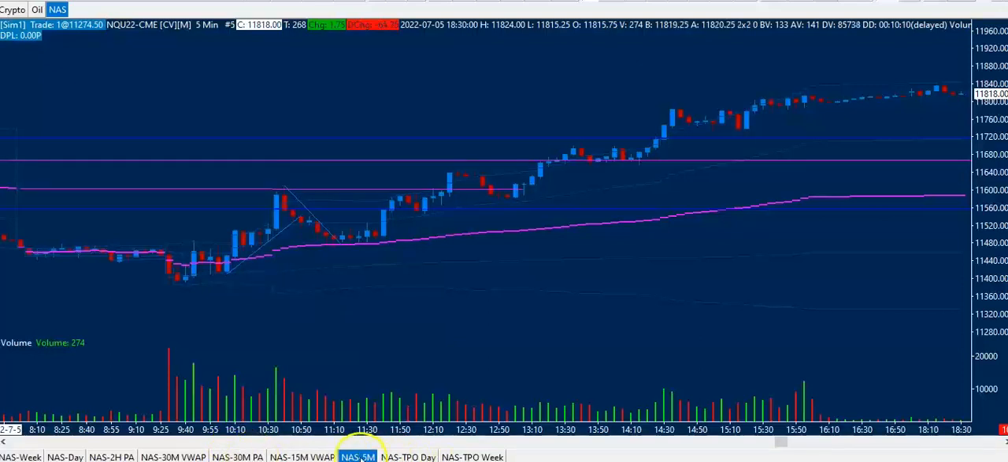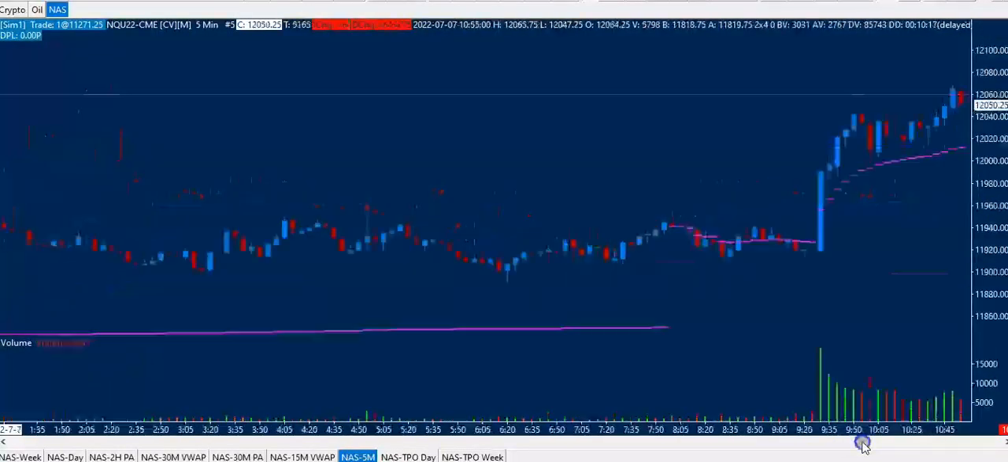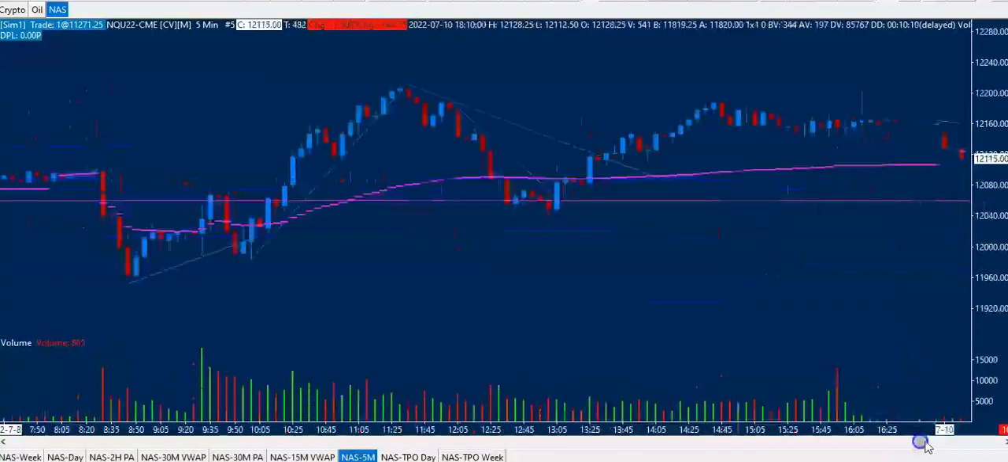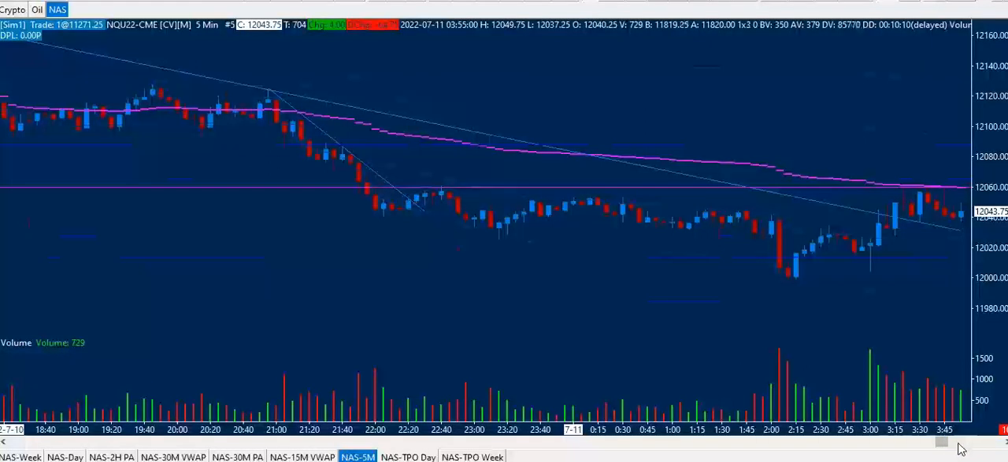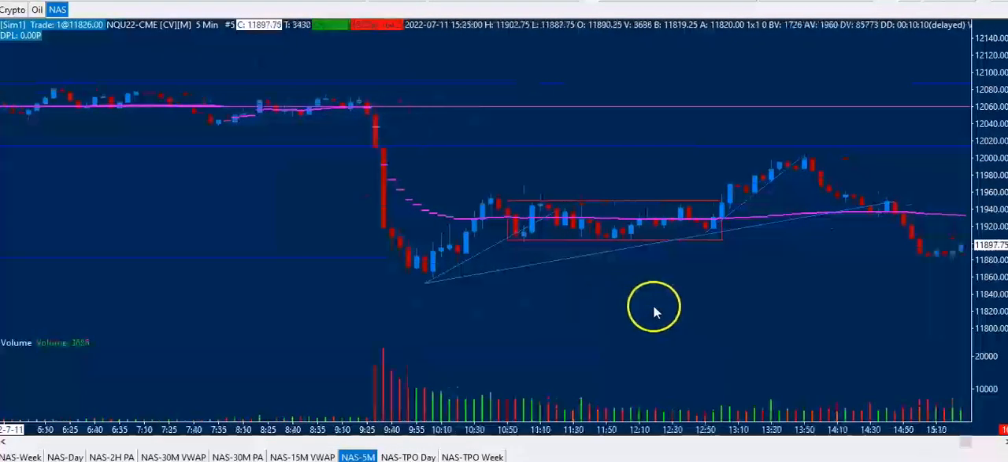So let's switch back over to, let's see which time frame we were on. That's right, we were using the 5-minute time frame. So I think it was the 11th. Okay, here. All right.